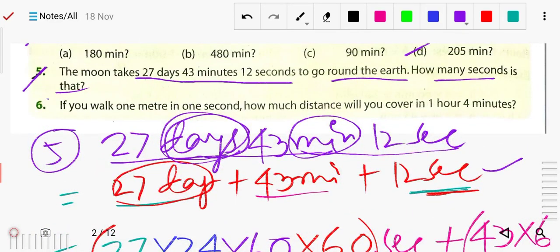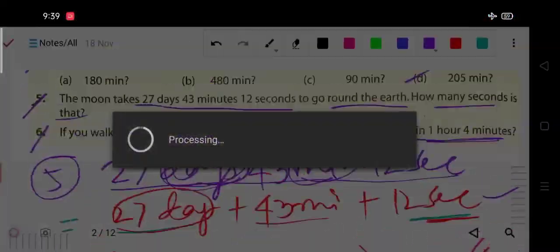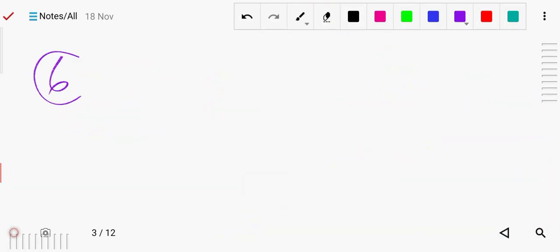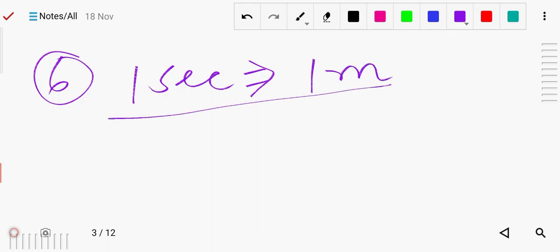Okay, now the last question we have, which is number 6. If you walk 1 meter in 1 second, how much distance will you cover in 1 hour 4 minute? Okay, so solve this question. Number 6: in 1 second, the distance covered is 1 meter, it is given.